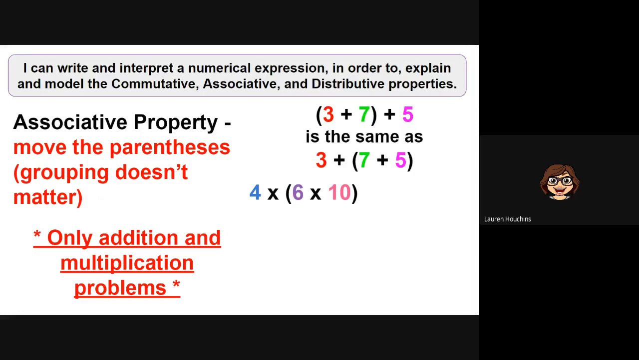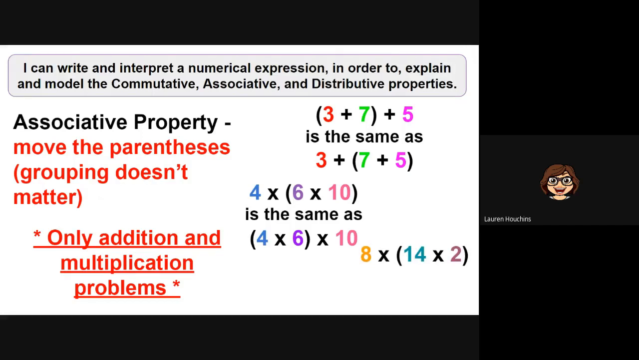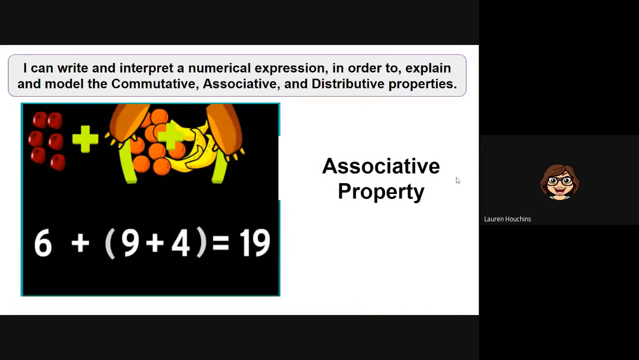My 6 times 10 is in the parentheses with this problem, but because of the associative property, I can move them to go around the 4 and the 6 and still get the same answer. And finally, 8 times 14 times 2. You notice 14 times 2 is inside the parentheses. But because of the associative property, 8 times 14 times 2 with 8 times 14 inside the parentheses gives me the same thing. So let's watch another BrainPOP video about the associative property.